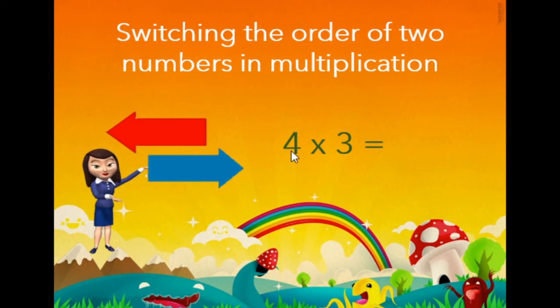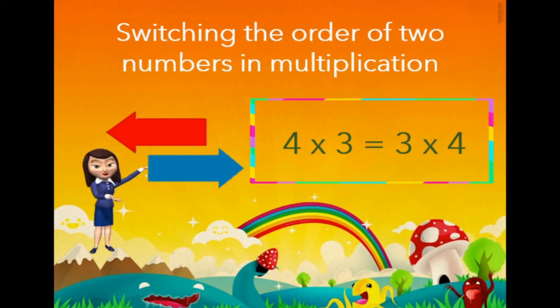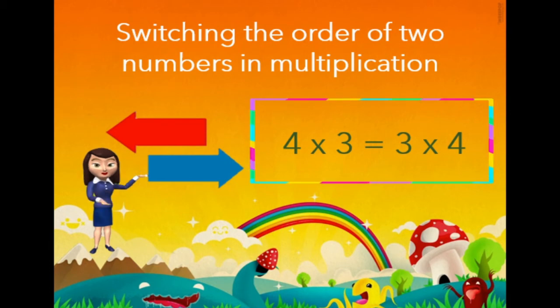So it's like this, 4 times 3. We switch it and then it becomes 3 times 4. This is an example of switching. We change the position of the numbers multiplied. However, the answer or the product would still be the same. Look at the example here.